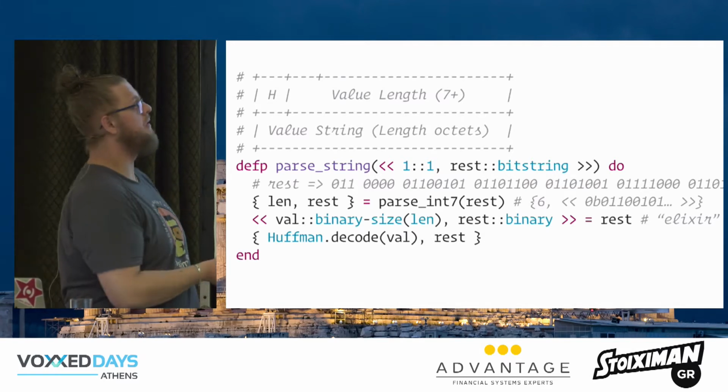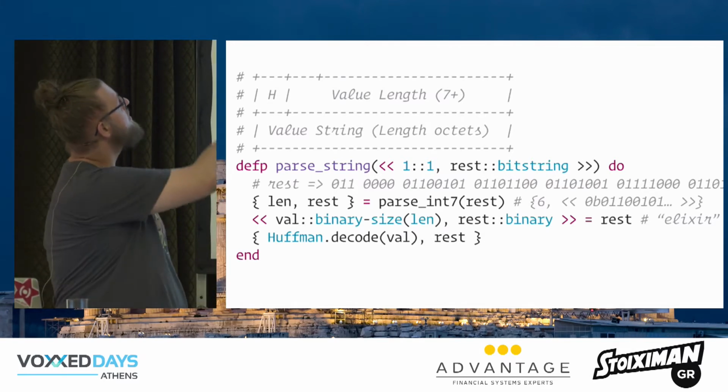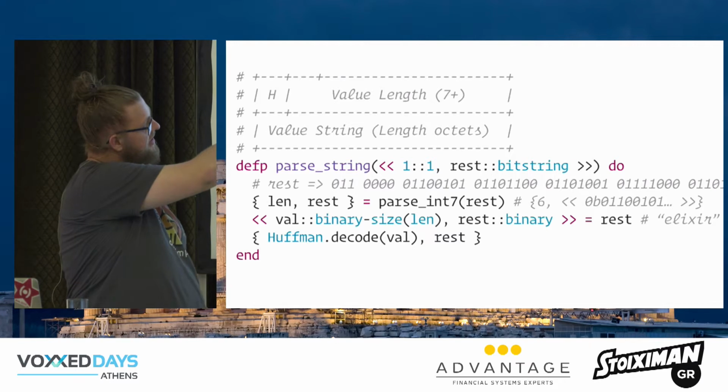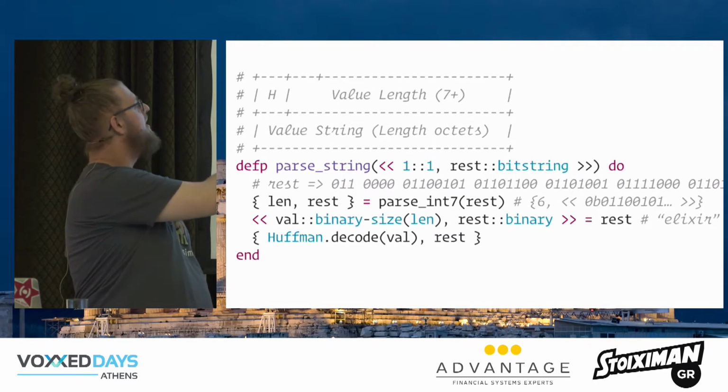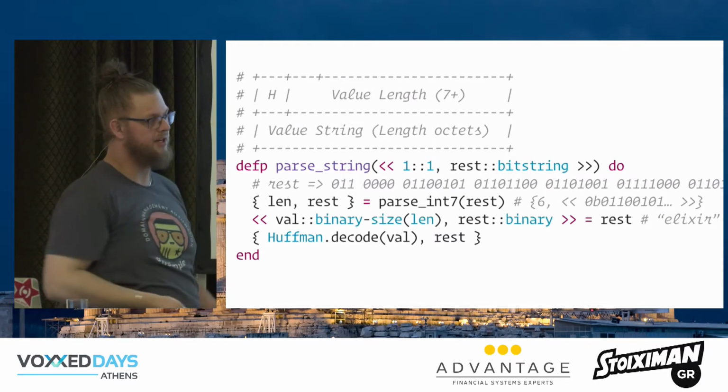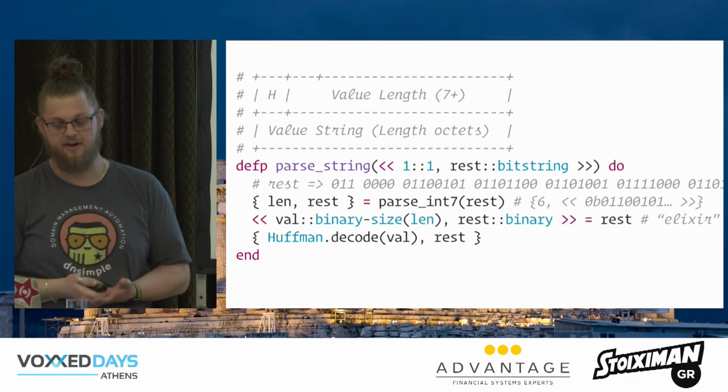I don't know if you notice the difference, but this is the Huffman encoded version. It matches on the state that the bit here is set, and then it calls Huffman decode on the value. The rest is the whole same thing.